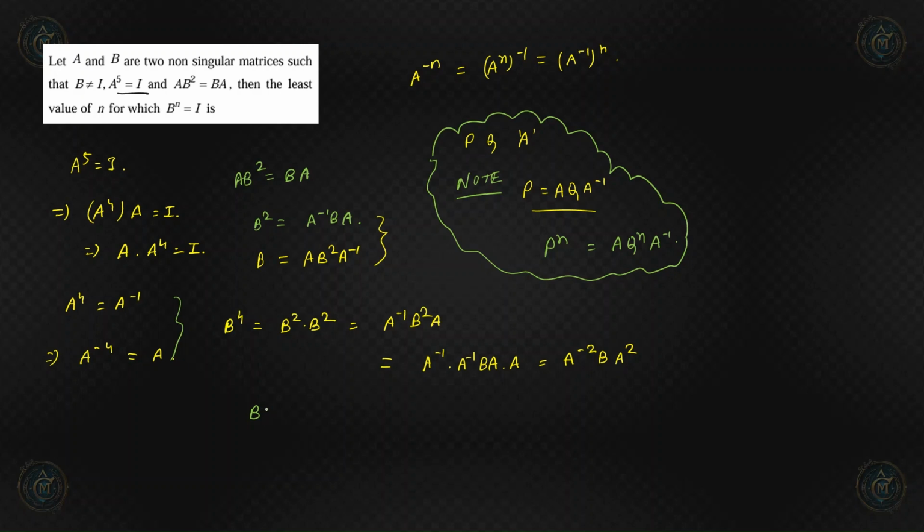This matrix whole square will give us B to the power 8, right? So this will be simply A inverse 2, then B square A square. This B square we can again substitute as A inverse BA, so this becomes A inverse 3 B A cube. Then we again square this, so B to the power 16 we calculate: this will be A inverse 3, then B square A cube. So B square we again substitute A inverse BA, so we get A inverse 4 B A to the power 4, right? Now it is time to use this information.